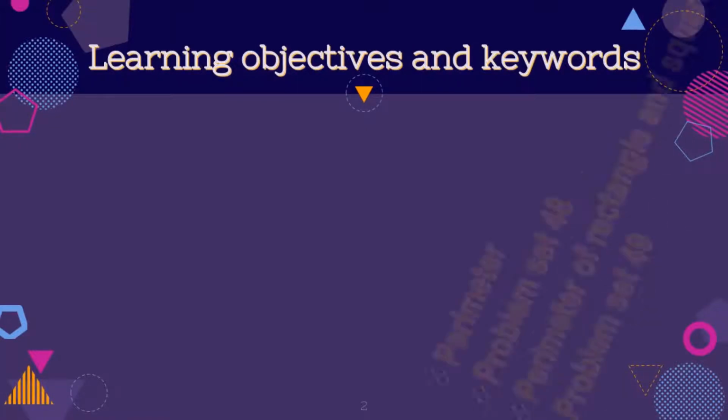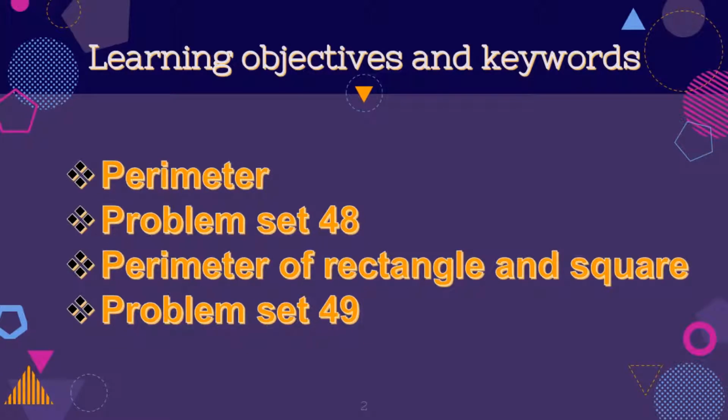In this module, we will learn about perimeter. We'll solve problem set 48. Also we'll learn the formula for perimeter of rectangle and square, and we'll solve some examples based on it from problem set 49.